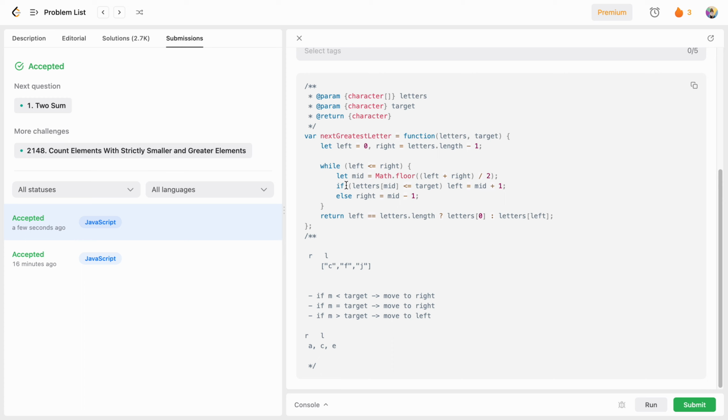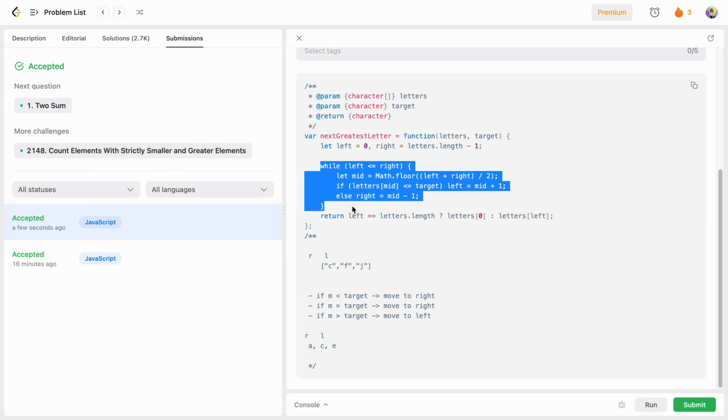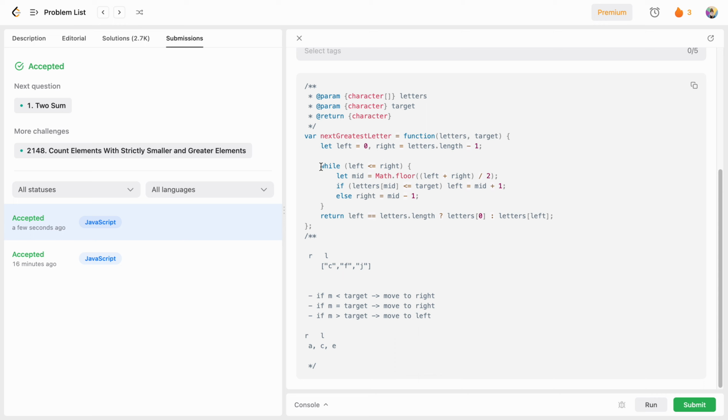Great. So the time complexity of this solution would be O of log n because we are using binary search, and the space complexity is constant in this case.